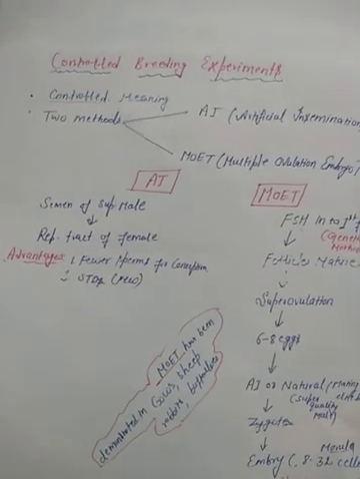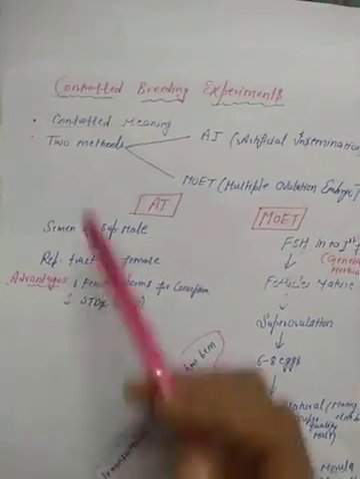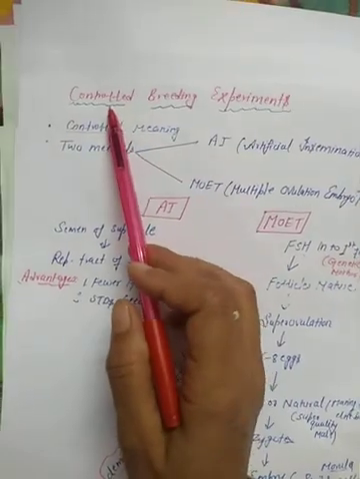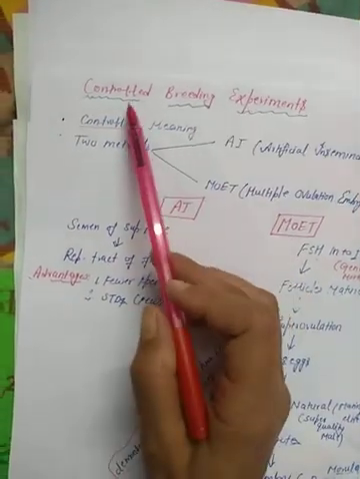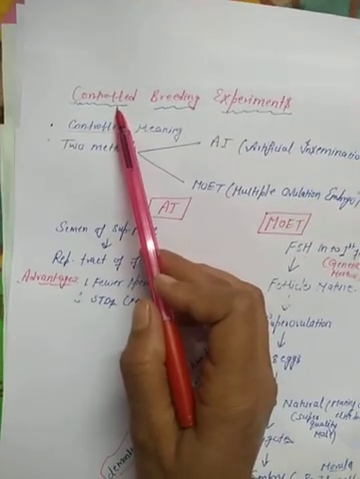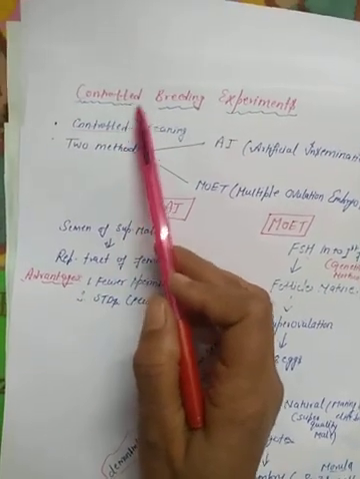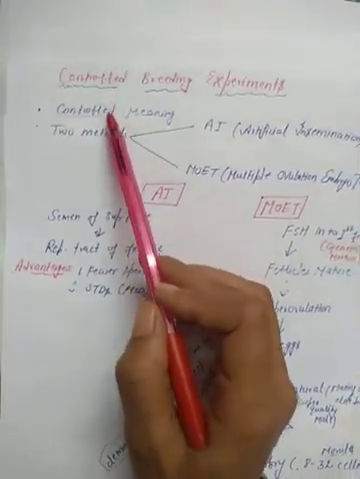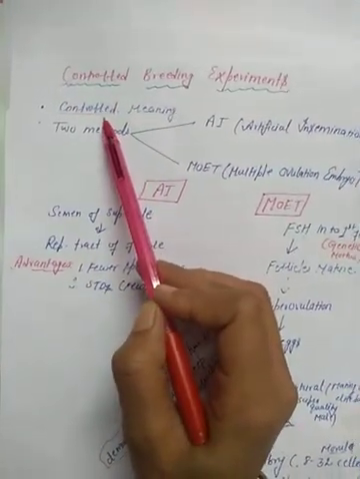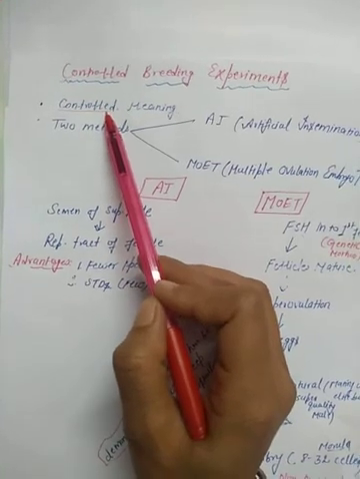Good morning, students. Today I will teach you about the topic controlled breeding experiments. First of all, the meaning of controlled should be clear. The word itself expresses that which is under our control, which we can do voluntarily.